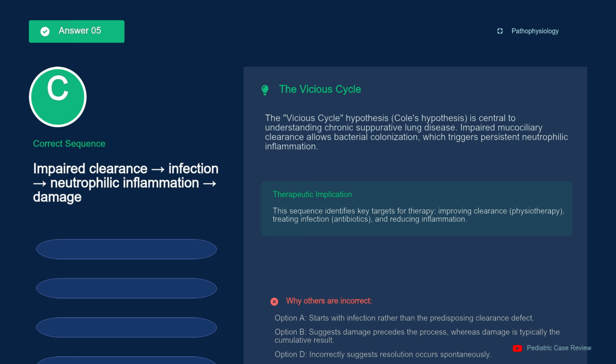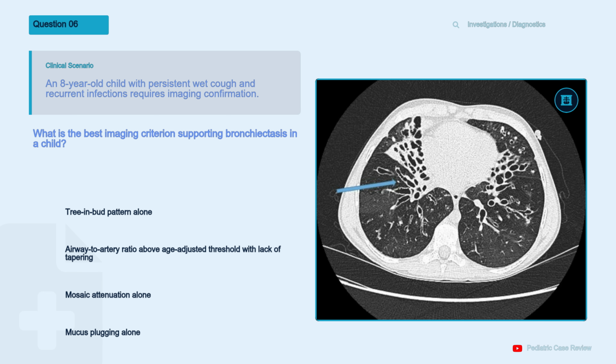Understanding this mechanism guides treatment. Enhance clearance with physiotherapy, eradicate infection with antibiotics, and intervene early to prevent irreversible damage. The other options present incorrect sequences or incorrect physiology. Breaking this vicious cycle requires multimodal therapy addressing each component simultaneously. Question 6. An 8-year-old child with persistent wet cough and recurrent infections requires imaging confirmation of suspected bronchiectasis. What is the best imaging criterion supporting bronchiectasis diagnosis in a child?